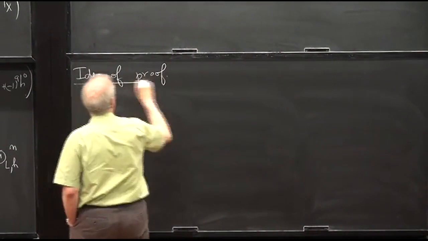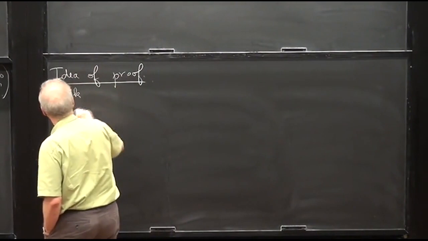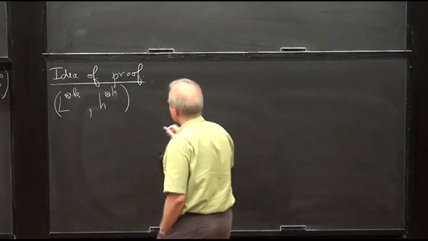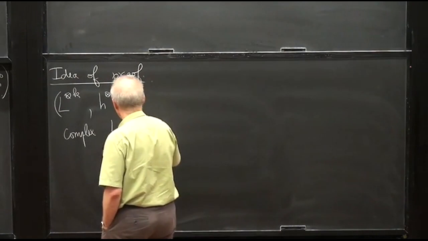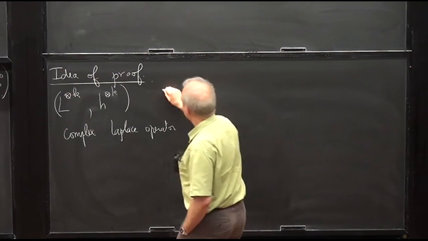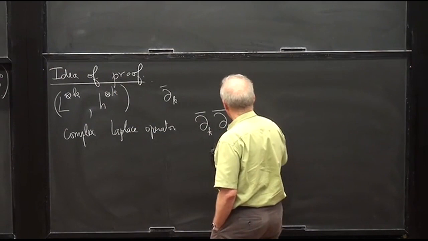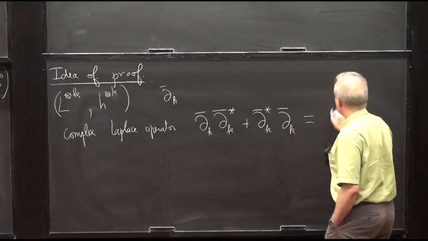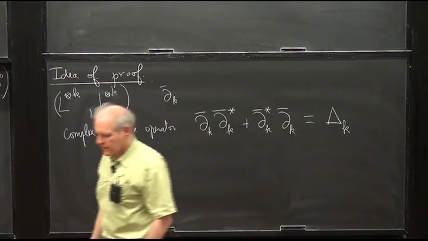So, you look at L to the power k. You put, of course, as a metric, the k-th tensor power of the given Hermitian metric. And then you compute the complex Laplace operator, which is built from d bar, which I will denote by d bar k here, the d bar acting on this bundle. As usual, you take d bar star d bar plus d bar d bar star. And then it's well known that cohomology is given by the harmonic forms, so by the zero eigenvalue of this.